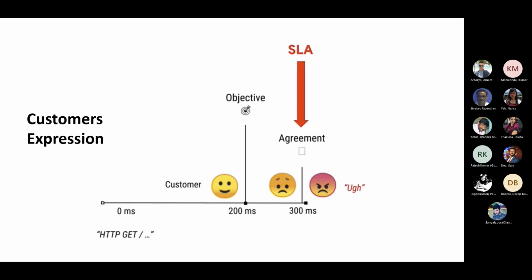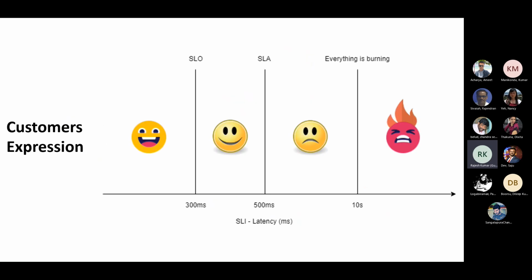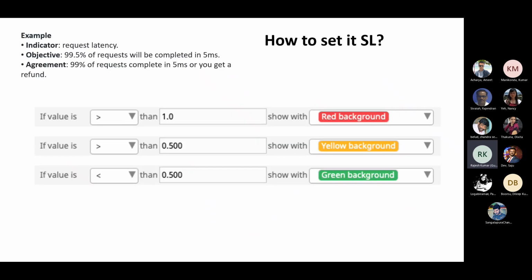So here, the objective is 200 milliseconds. The agreement is at 300 milliseconds. And if you cross 300 milliseconds, customers are angry, upset. If you are below that 300 milliseconds, sad. If you are below this SLO, your customers are happy. So this is the UX. You see here the mood expressions when your customers are happy, or when they're sad, or when they're frustrated and stuff like that.